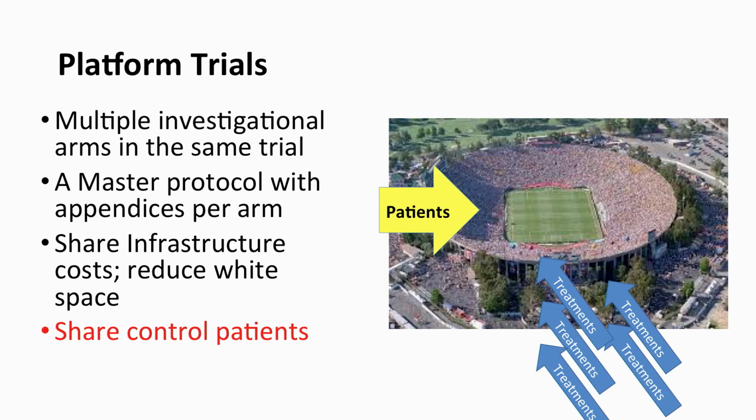We are now constructing one trial. We are bringing multiple agents into that. We're reducing white space. We're sharing infrastructure, sharing costs. And the discussion of this particular topic is sharing control patients, which is a huge inferential advantage for doing this in the same trial. So let's look at what that looks like.